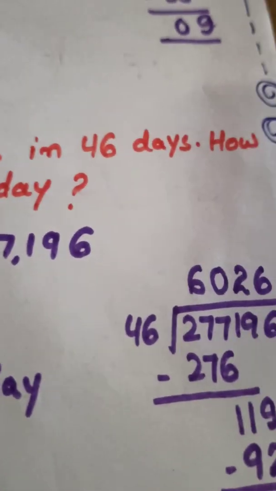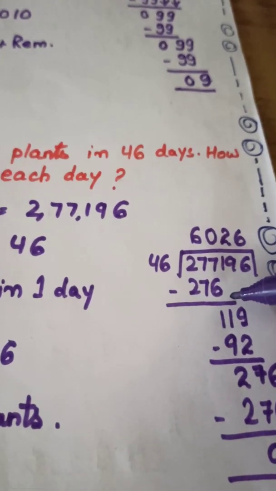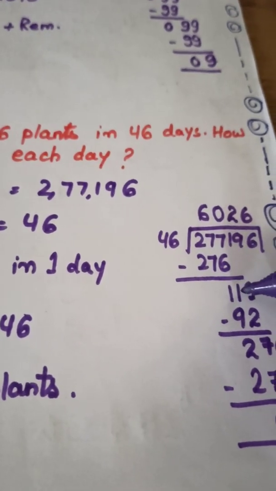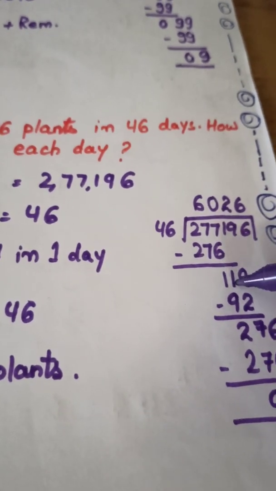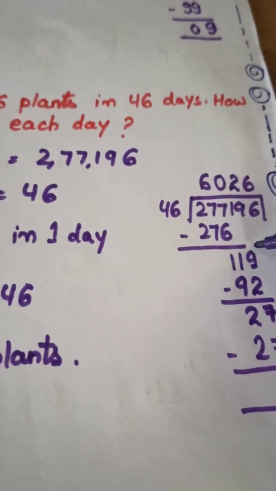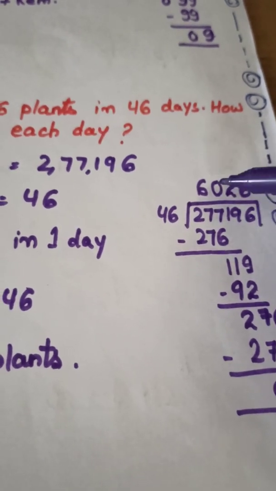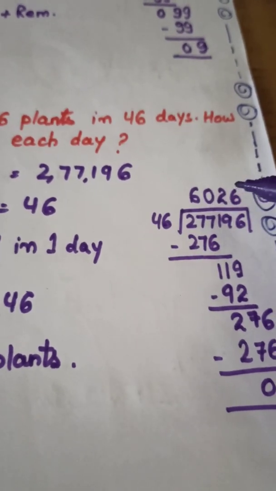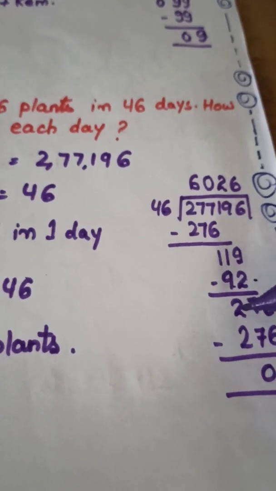46 6 is 276 and we cannot take any number more than this, and after subtracting we'll get 1 over here. Now I wrote 1 again over here from taking from here, but we cannot divide 11 from 46. So what we need to do, we need to take again 9 over here, and as we took 2 digits from this part we have to put a 0. Okay, now see 46 2s are 92. After subtracting we'll get 27.